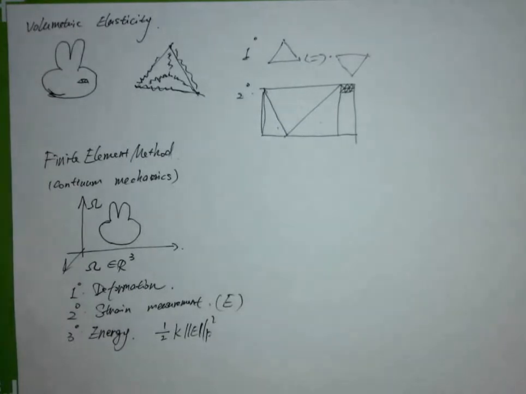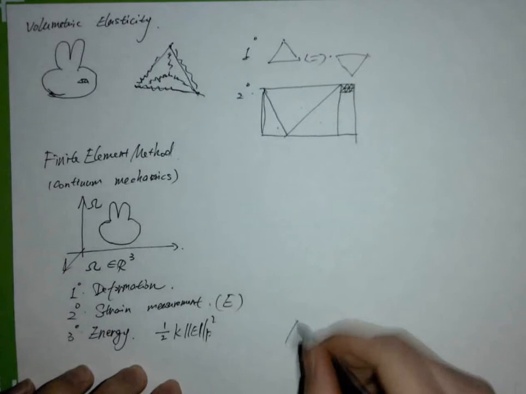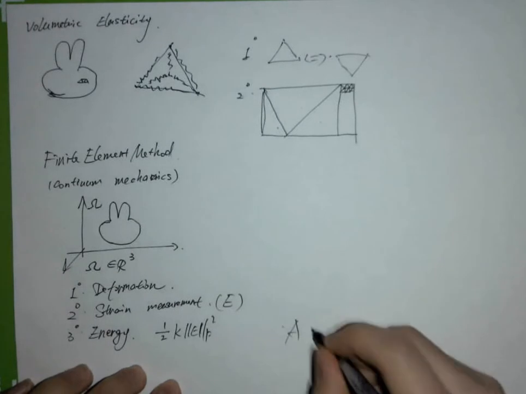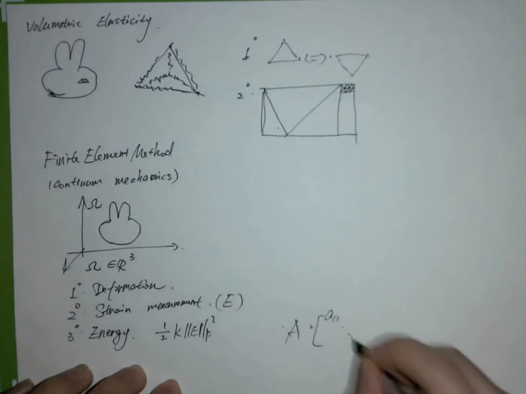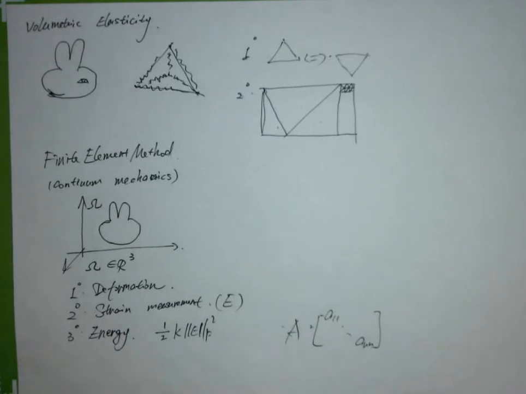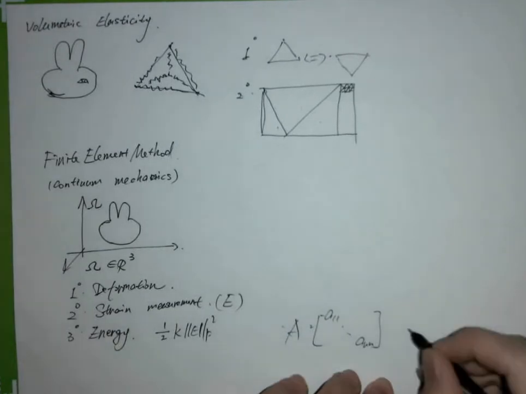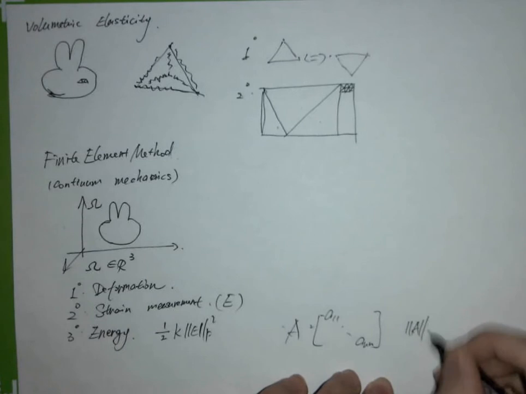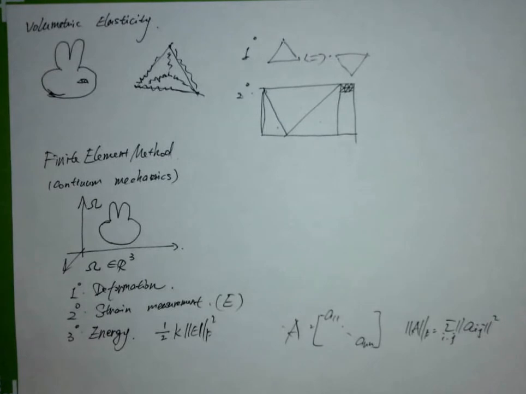where the Frobenius norm means, if I have a matrix A with entries A11 to Ann, then the Frobenius norm is basically like the second norm of a vector. The Frobenius norm of A is the summation over all i, j of A_ij squared. What is K here? Oh, it's a stiffness parameter.